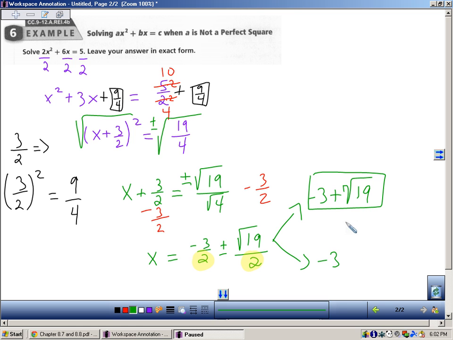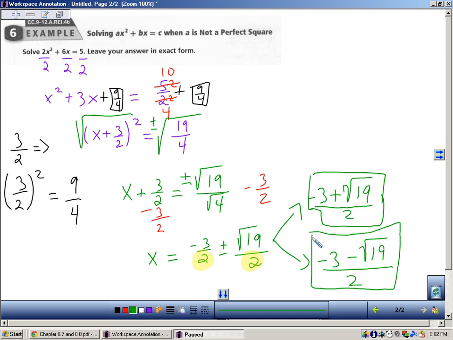Oh, what did I just forget? What's the denominator here, guys? It's 2, right? So this is all over 2. My mistake. And over here, negative 3 minus radical 19 all over 2. And that's our solution in exact form without rounding up.